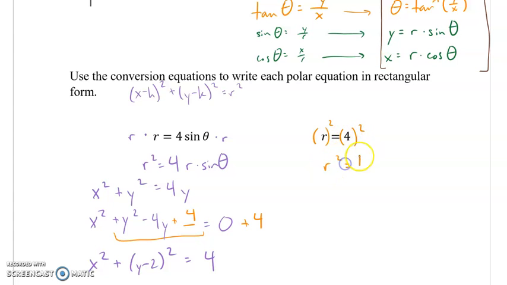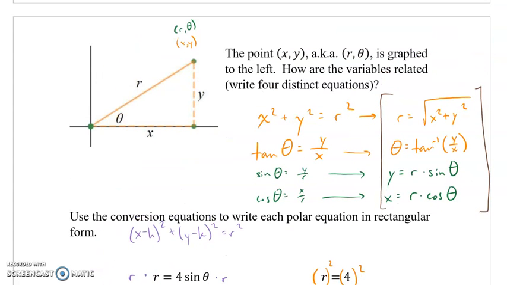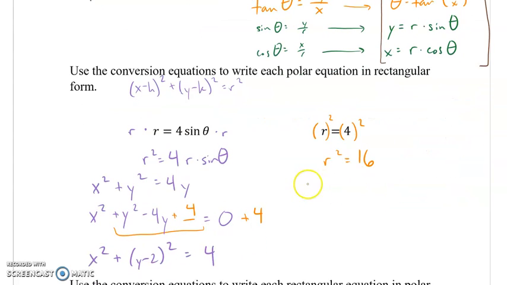We get r squared equals 16, and we know, again, that r squared is the same thing as x squared plus y squared. So we can simply replace the r squared with x squared plus y squared, and there are no squares to complete. We're done. So those are two different conversions from polar to rectangular. Awesome.